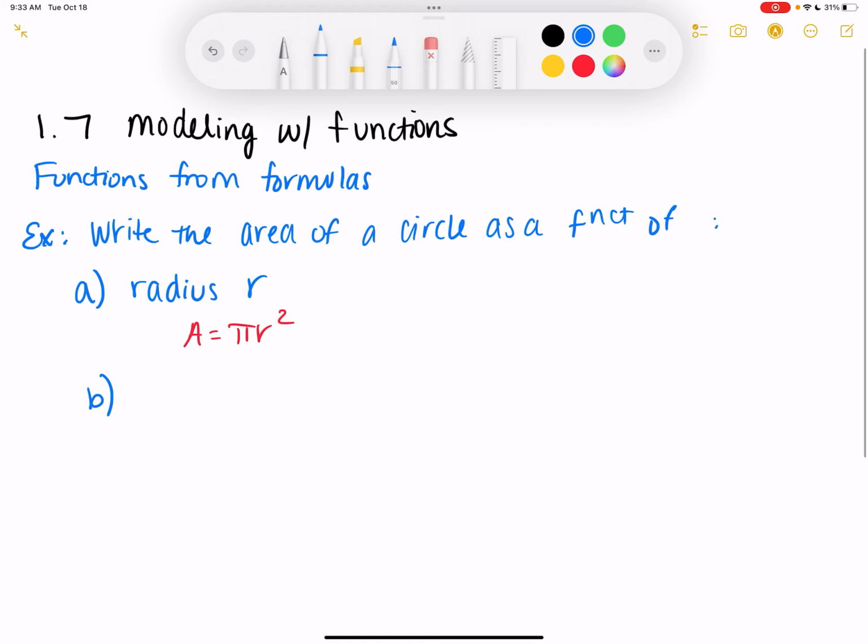I'll write what the next one is going to be, and then I'll pause. The next one we're going to do for diameter d, instead of radius.